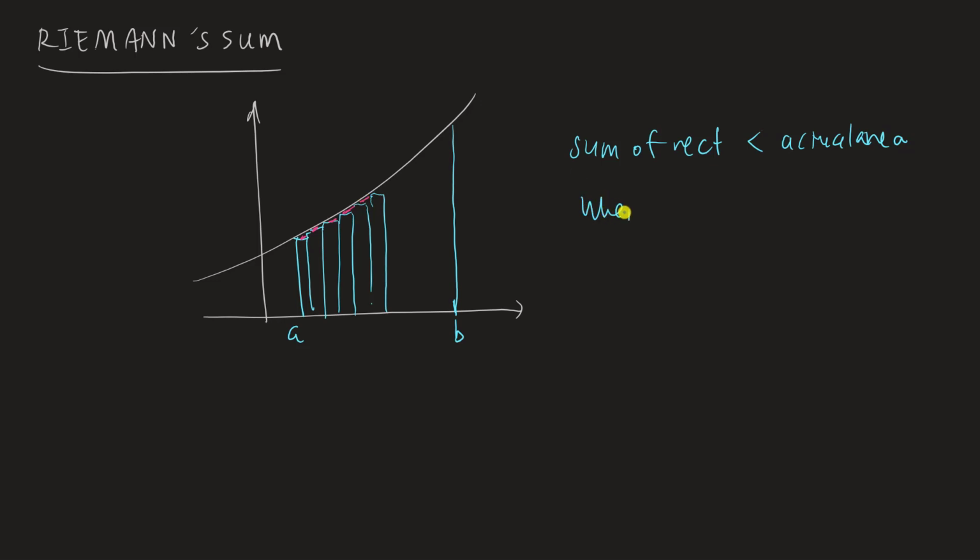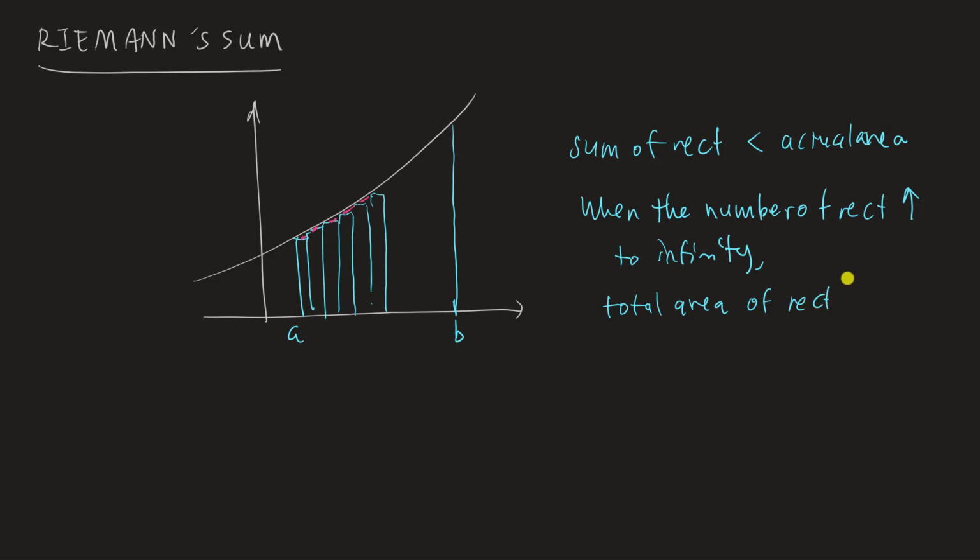When the number of rectangles increases to infinity, the total area of rectangles tends towards the actual area under the curve. This is the gist of Riemann sum. So of course now we have to tackle questions with actual math, not just this idea. The idea is very easy to understand.